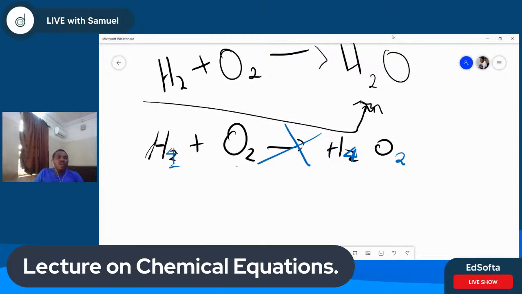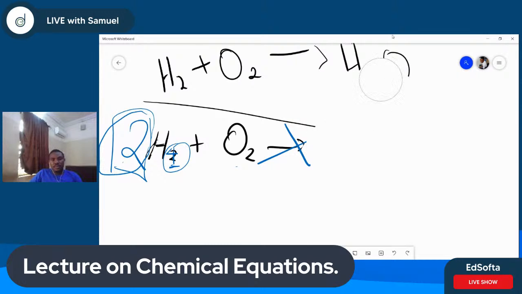To balance an equation, what you use is the coefficient. The coefficient is the number in front of the element symbols. You don't use this one, you use the coefficient. So let's move on and see the other things to note.